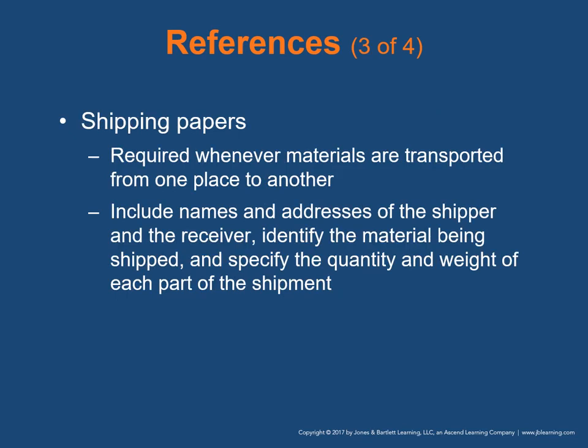Then there are shipping papers. These are required whenever materials are transported from one place to another. They include the names and addresses of the shipper and the receiver, identify the material being shipped, and specify the quantity and weight of each part of the shipment. Shipping papers for road and highway transportation are called bills of lading or freight bills and are located in the cab of the vehicle. And they're supposed to be in the driver's side door pocket.